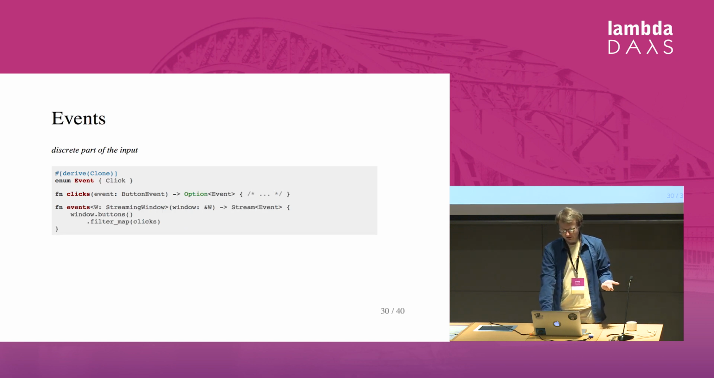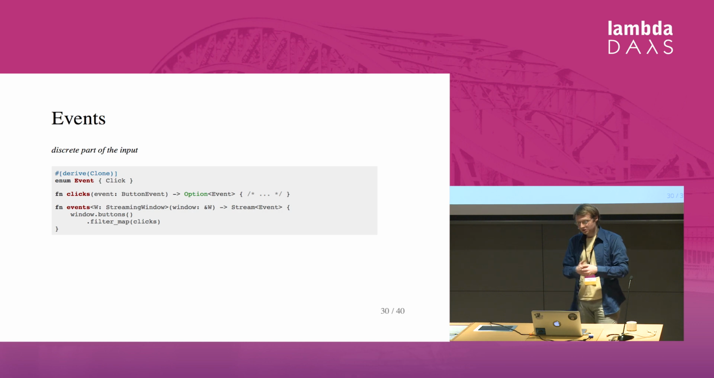That's pretty much it. Then there's also a discrete part to the input. The part that we are interested in, in this case, is pretty much only clicks with, say, the left mouse button. And so we filter out everything with a function that takes the raw event, which contains all possible things that could happen, to an optional event that only contains one variant here.